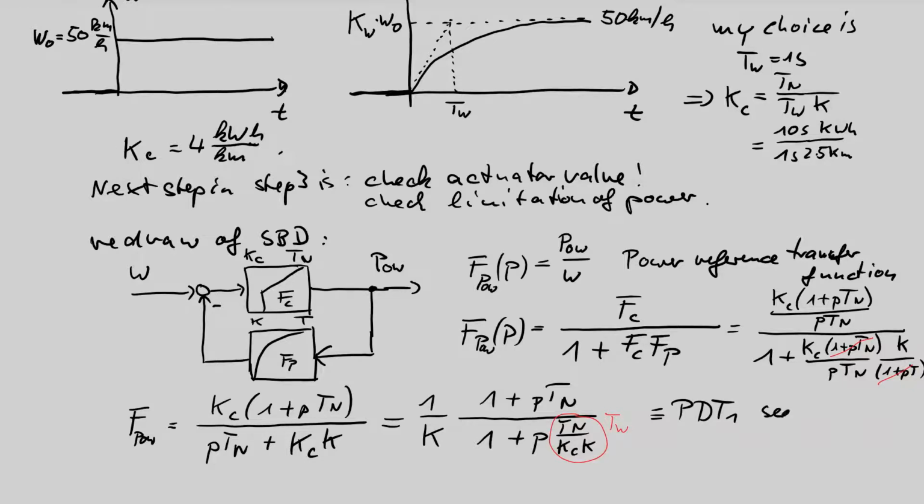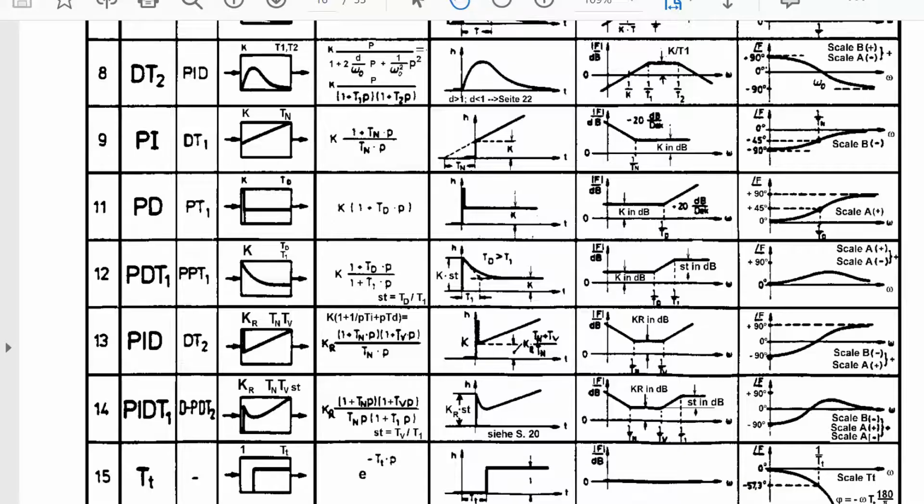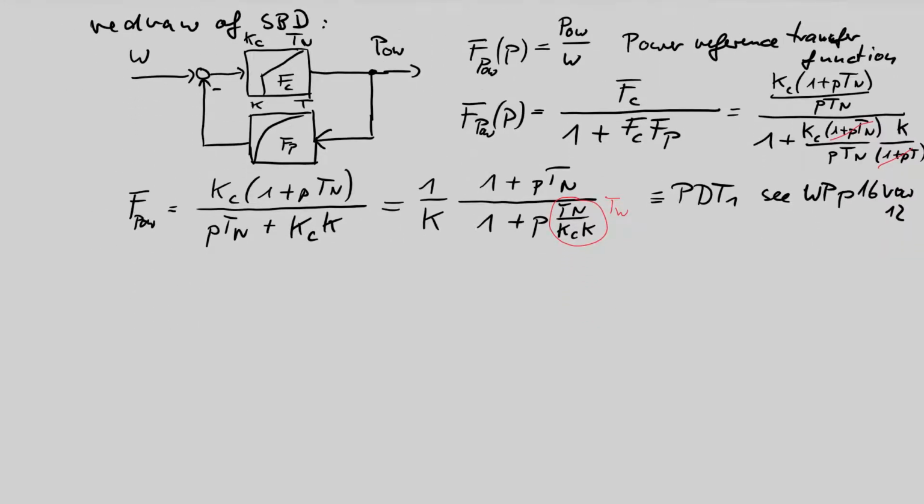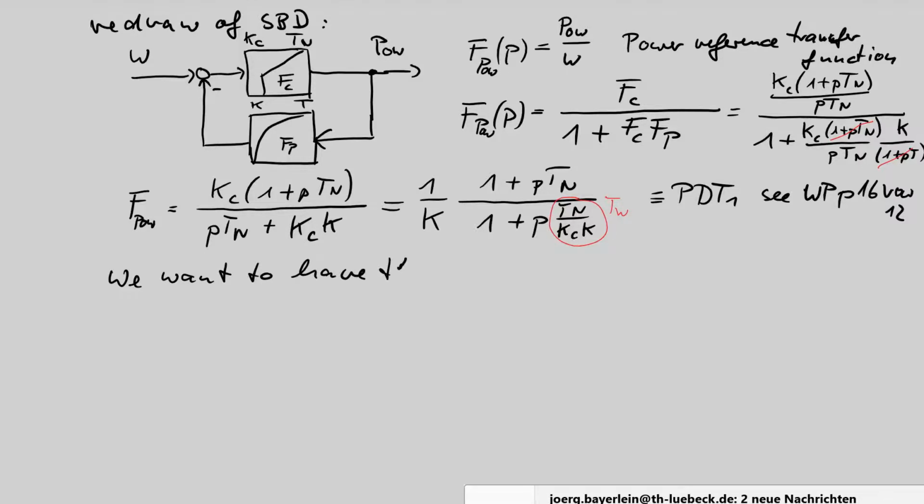PDT1. See workbook, page 16, row 12. So just make a coefficient comparison and then copy the result. What we want to know is the power step response.